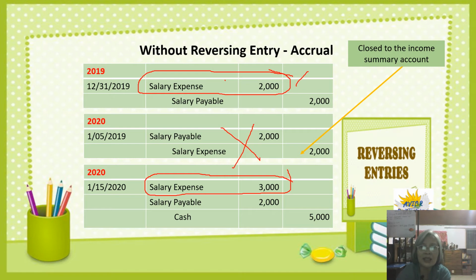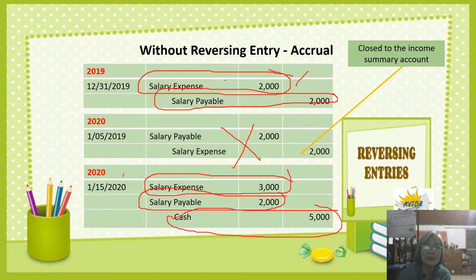At nag-credit ka ng accounts payable noon. Therefore, buburahin mo yung accounts payable na yan at i-debit mo ngayon. Ang magiging entrada mo ngayon ay ganito. Salaries expense, 3,000. Salaries payable, 2,000. At credit cash. Dahil wala kang reversing entry, mag-iisip ka pa. Babalikan mo pa yung adjustment mo nung prior period. Which is not efficient kasi instead na magre-record ka na lang ng tuloy-tuloy, babalik ka pa dun sa record mo ng December 31 kung may adjustment ka nga ba dyan sa transaction na yan.